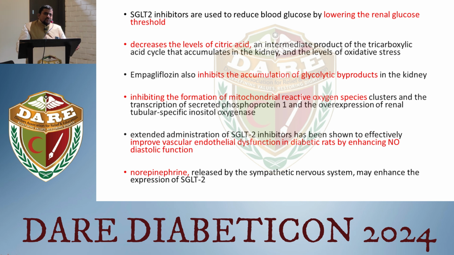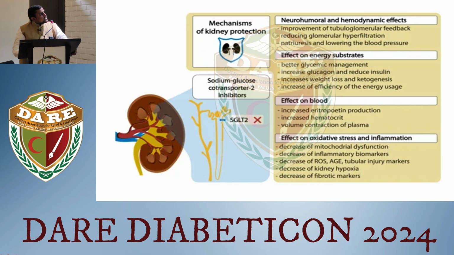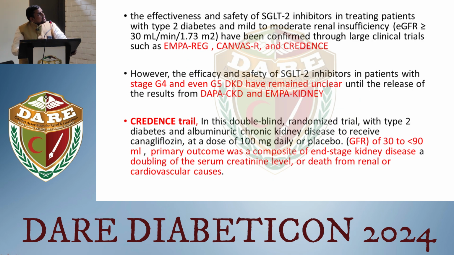The other beneficial effects through which the SGLT2 inhibitors are known to help are that they reduce the level of uric acid and also inhibit the accumulation of glycolytic byproducts, cause a decrease even in the sympathetic pathways, and improve the vascular endothelial dysfunction in diabetic rats by enhancing the nitric oxide diastolic function. So this is the entire gamut of how the SGLT2 inhibitors help. They have both the vascular as well as the glomerular effect.